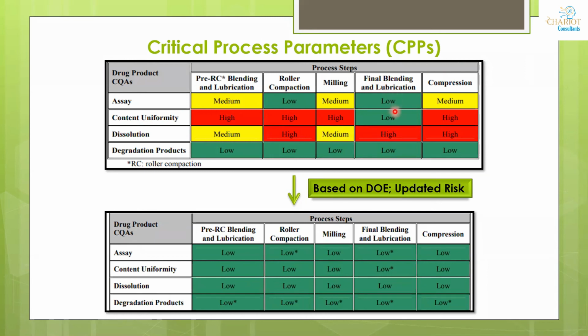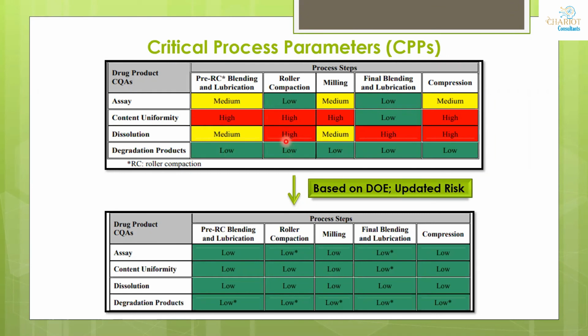Your final blending and lubrication: lubrication can impact your dissolution. Finally, when you are compressing the tablets, if you are compressing the tablet at much higher speed, there are chances that it can impact your blend. It can segregate, so that can impact your assay values. And if the assay values of tablets are impacted, if you are using very high speed and segregation is happening, it can impact your content uniformity. The hardness of the tablets during compression can impact your dissolution. So you will evaluate these parameters.